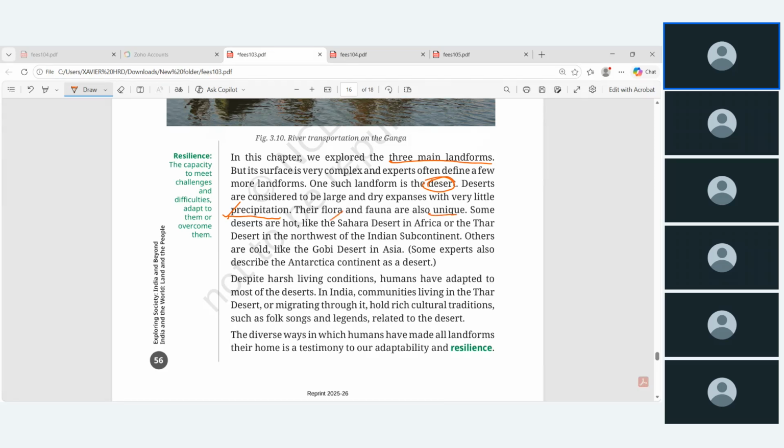அதாவது தாவரங்களும் விலங்குகளும். Some deserts are hot. எது? Sahara desert in Africa, Thar desert in India. Okay, some deserts are cold desert, the Gobi desert in Asia. Okay, and Antarctica continent also a desert, cold desert, where people cannot live. And despite harsh living conditions, humans have adapted to most of the deserts. In India, communities live in the Thar desert or migrate through it.